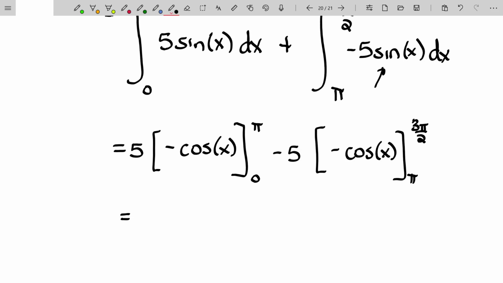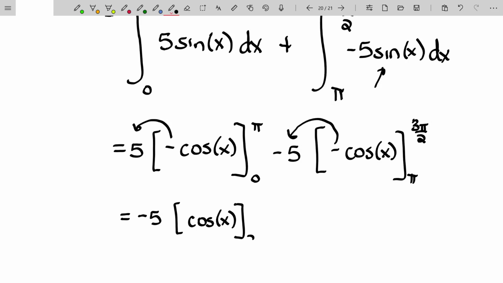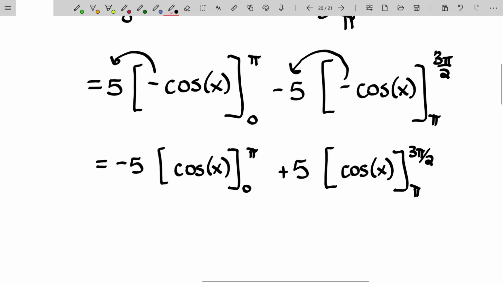I think I'm going to do one other thing before I start this. I'm going to factor the negatives out of both of these because they can get very confusing if you leave them in there. So I'm going to say that's negative 5 times the cosine of x evaluated from 0 to pi, and it's a positive 5 times, again, the cosine of x evaluated from pi to 3 pi over 2. Everything that I do is from well over a decade of experience teaching and seeing mistakes. So factoring the negatives off before you evaluate your antiderivatives is just so important. If you don't do that, it can lead to a lot of arithmetic mistakes.